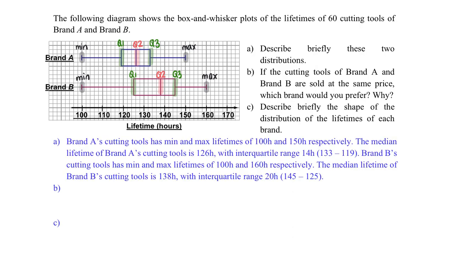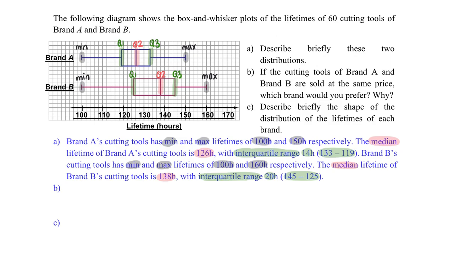Okay, so for part A, that's what Mr. Tan is going to do. Mr. Tan is going to compare the range, or the minimum and maximum, of brand A and brand B. Mr. Tan is also going to talk about the median of brand A and the median of brand B. All this data is found on the Box and Whiskers plot easily, okay? And the interquartile range as well. And you can indicate your working using brackets. So all this data is on the Box and Whiskers plot.